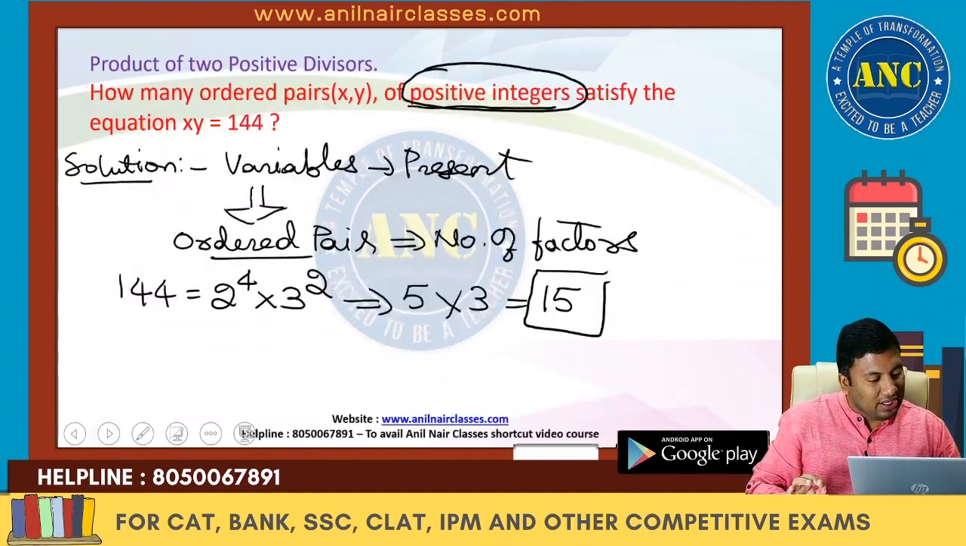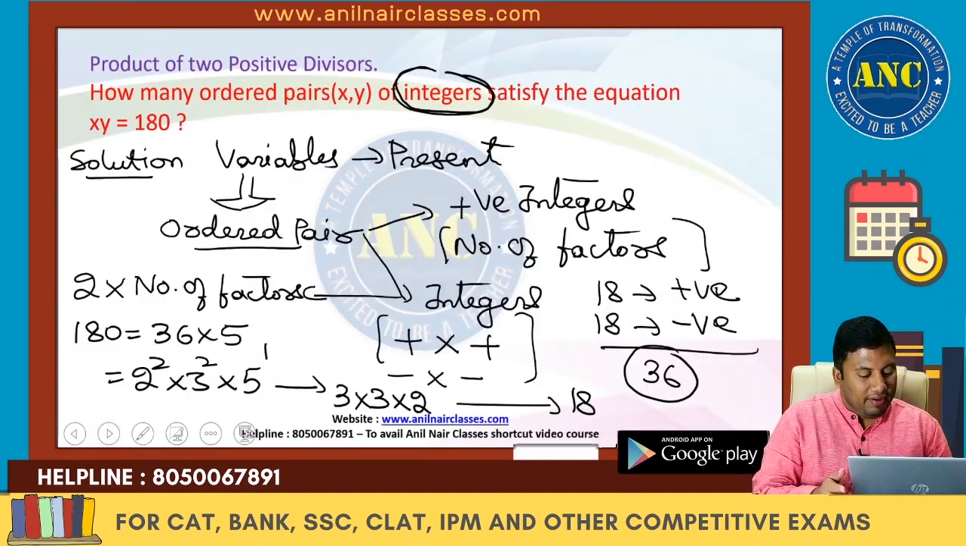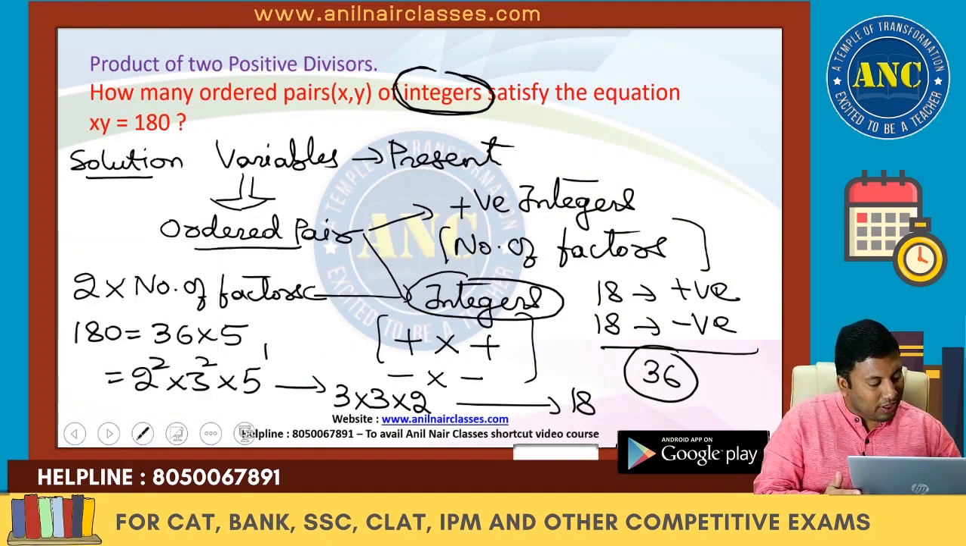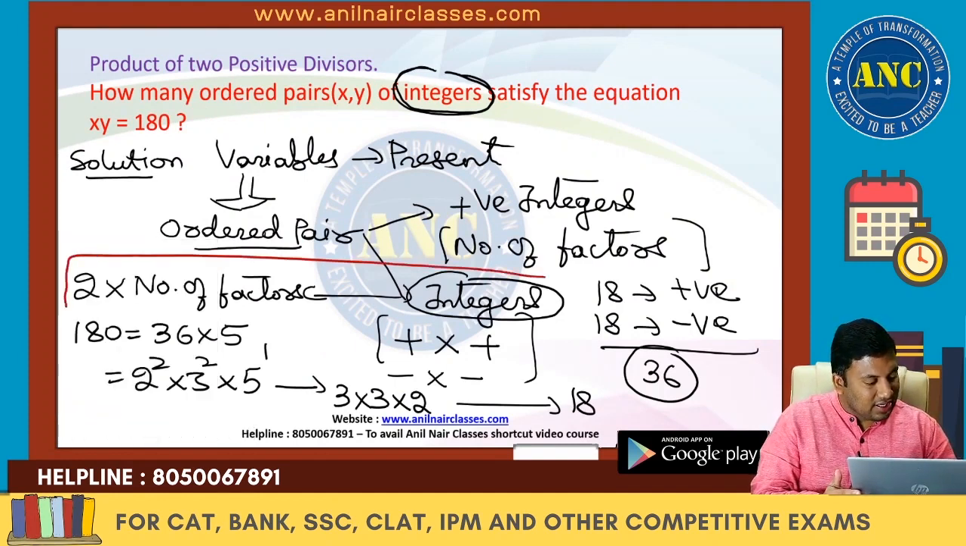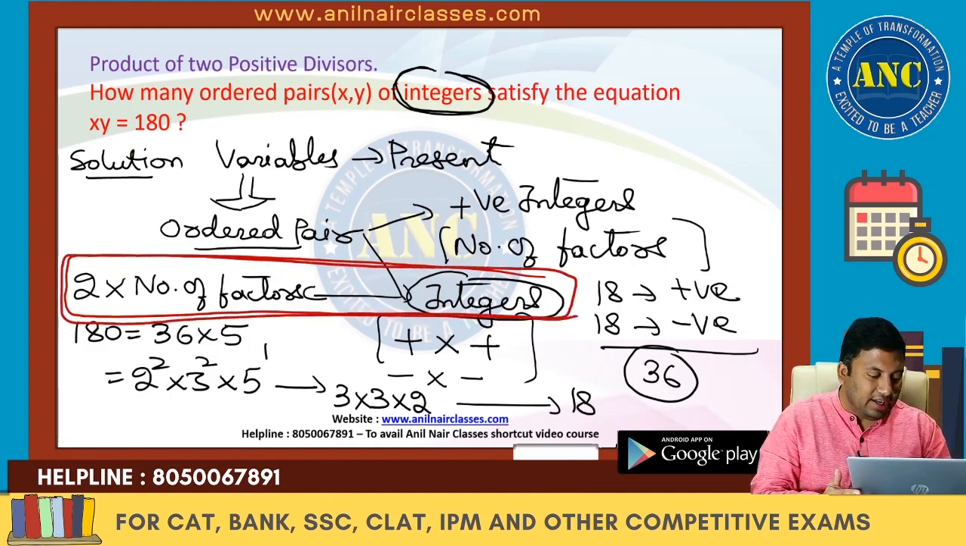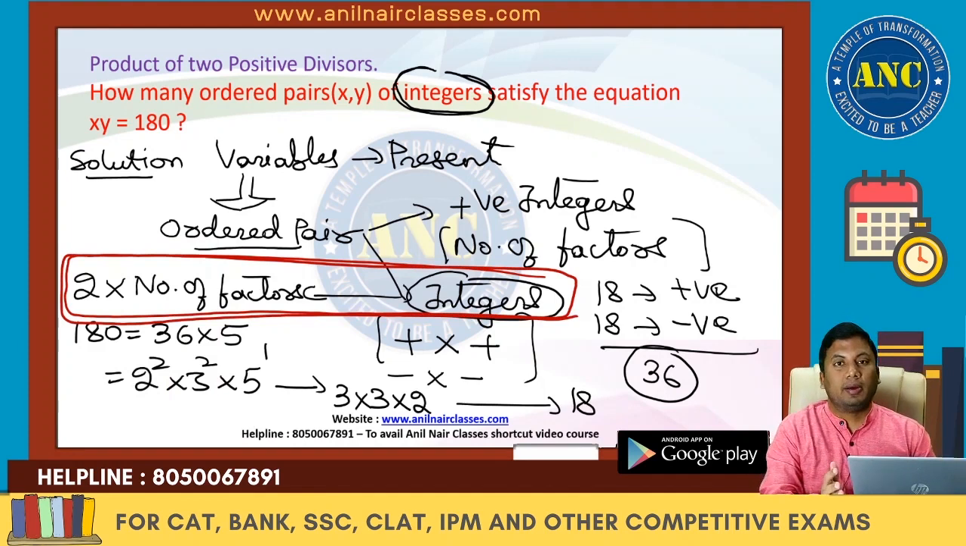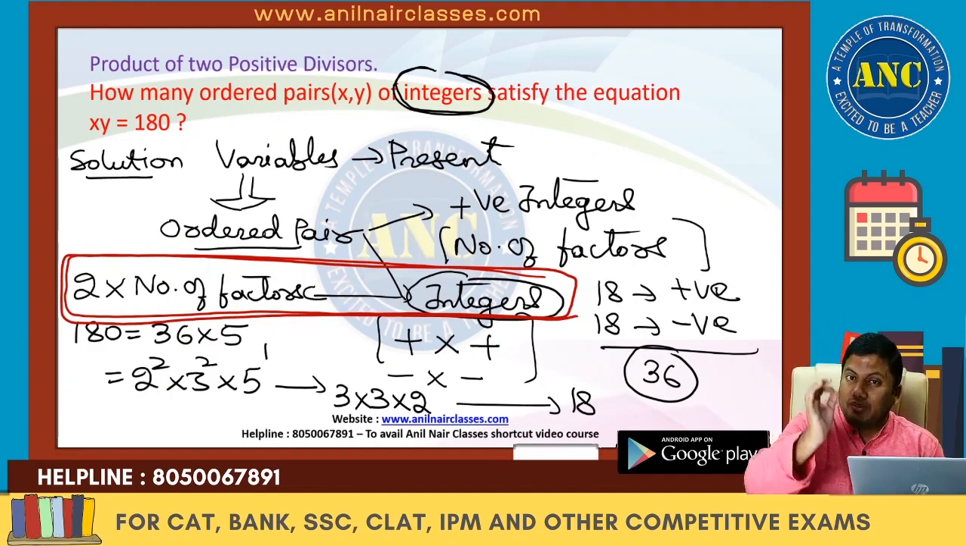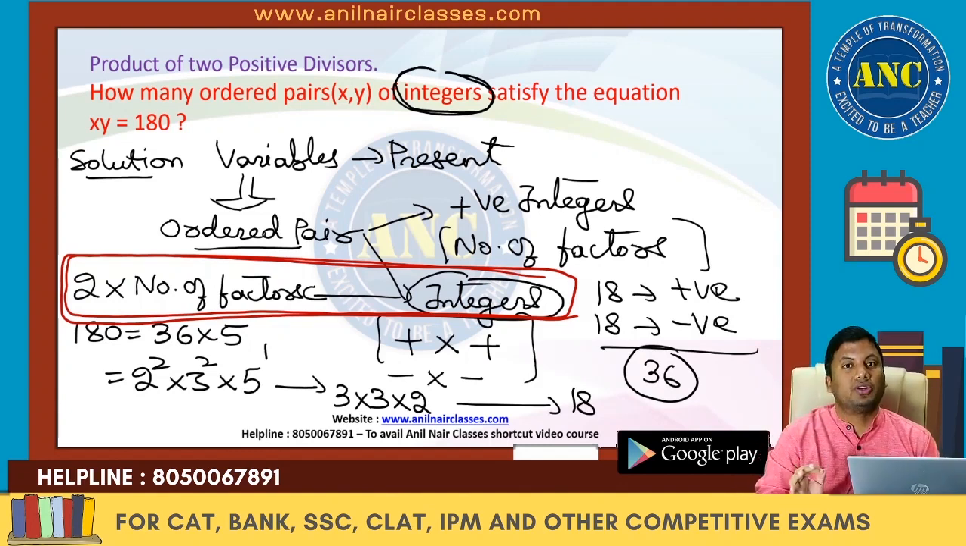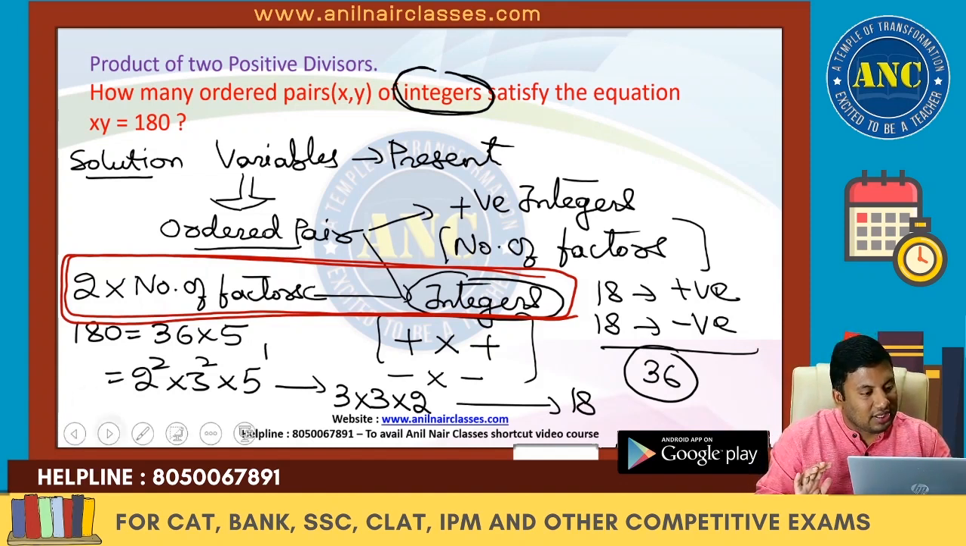I will highlight this point. If it is integers, I will get 2 times the number of factors. I hope the point is very clear. There is a difference between positive integer and integer. Integer is not only positive but also negative, right? Anyway, the 0 case is not taken.